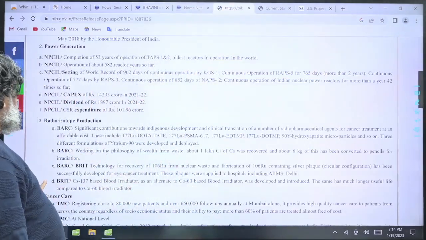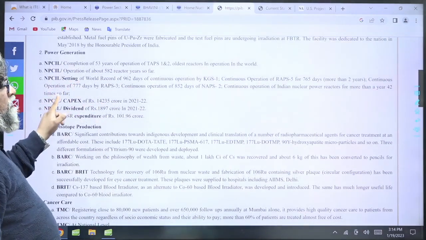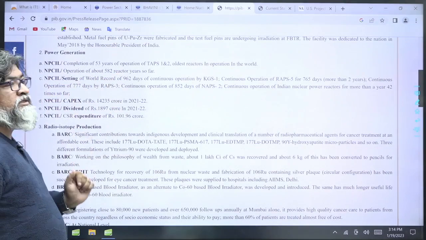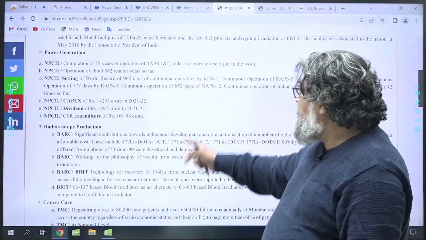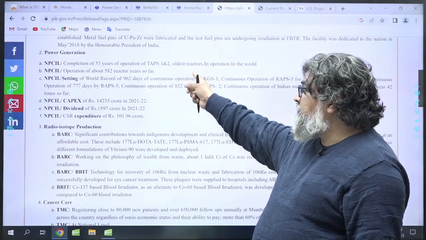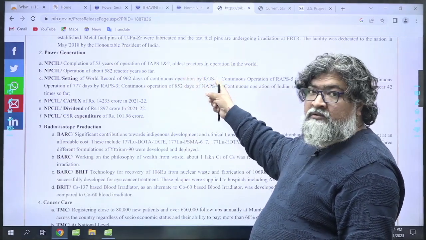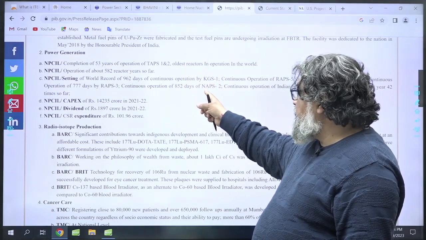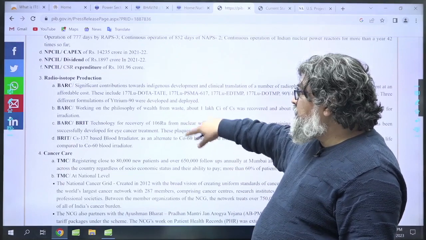Now what comes here? NPCIL's reactors: how many operations have happened, which reactors are there. One is T, which stands for Tarapur Atomic Power Station. This is the name, and these are the number of reactors there. Then you can see a record high, this Kaiga. Then you have the Narora Atomic Power Station. All these names you can find out.